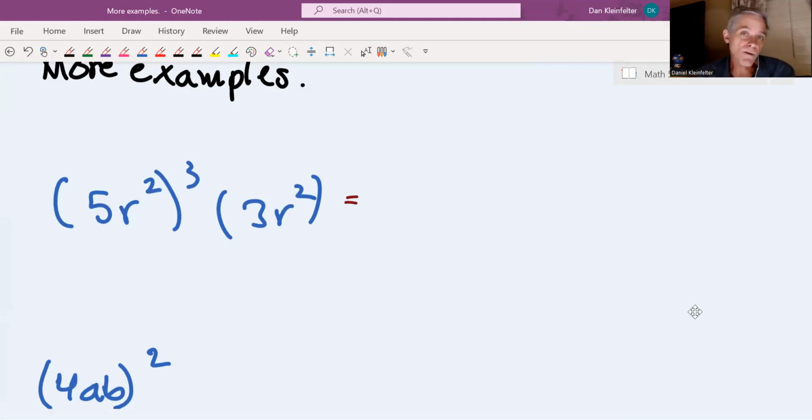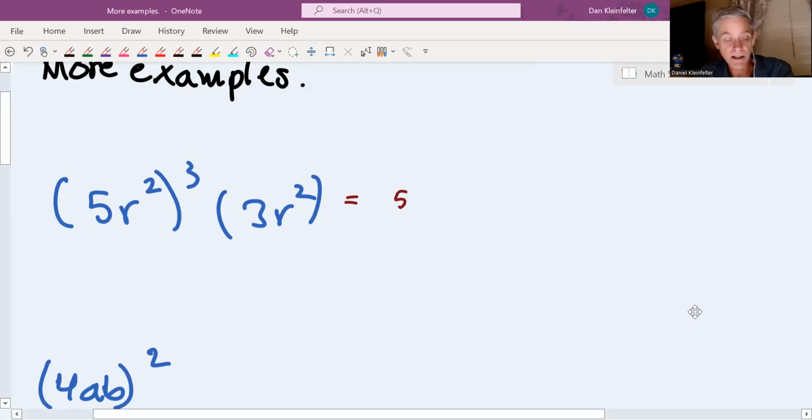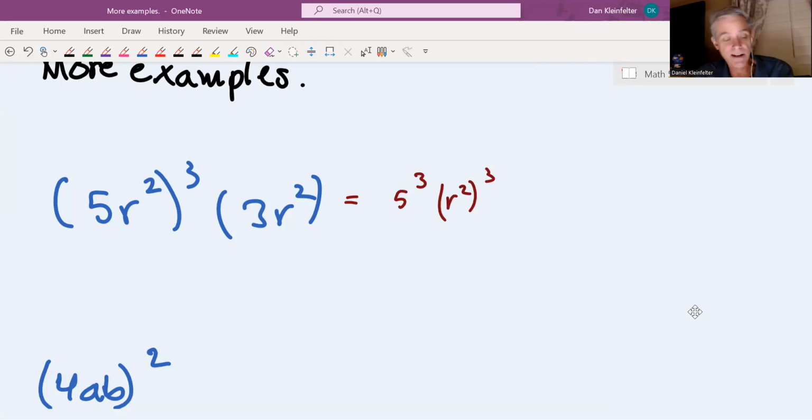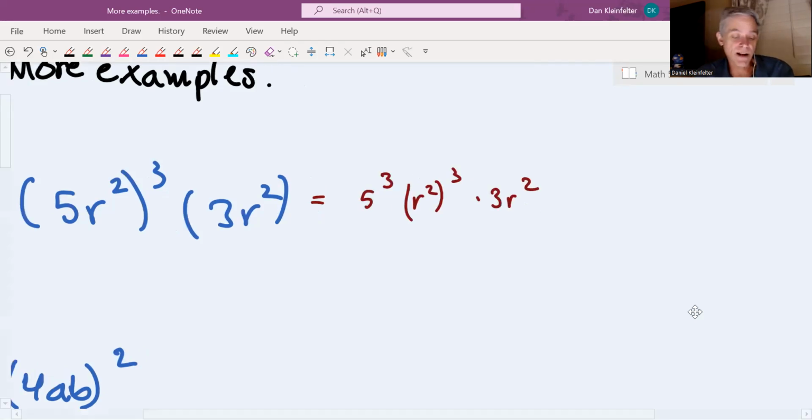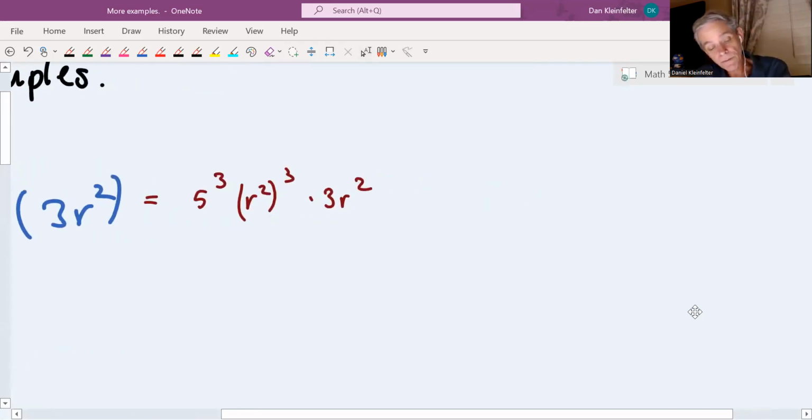All right, so for this first one, we have (5r squared) cubed. This is a product raised to a power, so we'll give the exponent of 3 to each base inside. So everything inside is getting cubed. For now, there's nothing happening to the second part. We'll just leave that as 3r squared.